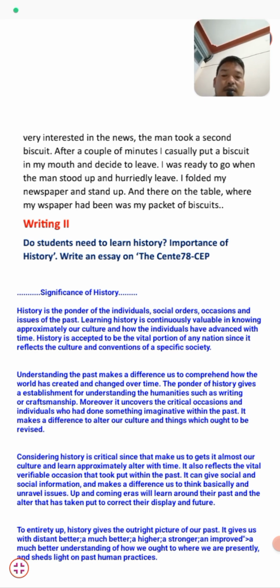It also reflects the vital, historical occasions that took place in the past. It can give social information and make a difference to us to think critically and resolve issues. Upcoming generations will learn about their past and the changes that have taken place to correct their present and future. Finally, history gives the outright picture of our past. It gives us a much better, stronger, and improved understanding of where we are presently and sheds light on past human practice.